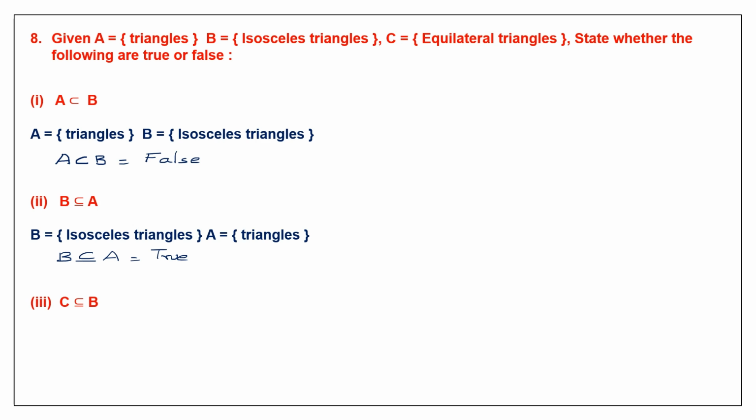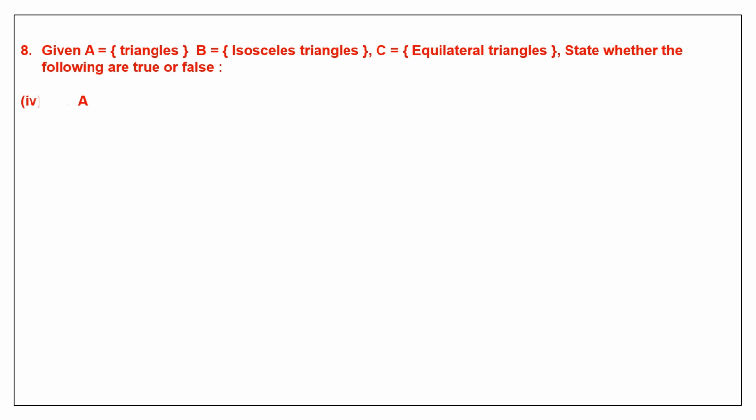The next one, here it says set C is a subset of set B. So let's see what set C and set B are. Now set C is equilateral triangles. Equilateral triangles are triangles in which all three sides are of equal length. And set B is isosceles triangles in which two sides are of equal length. So here, if all three sides are of equal length, that means two sides also are of equal length, isn't it? So you can say that set C is a subset of set B. So this statement is true because all equilateral triangles are also isosceles triangles. So this statement is true.